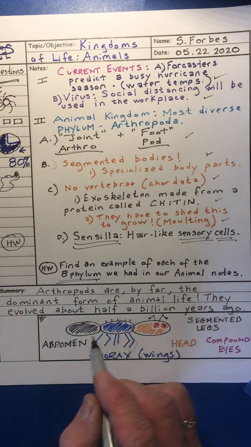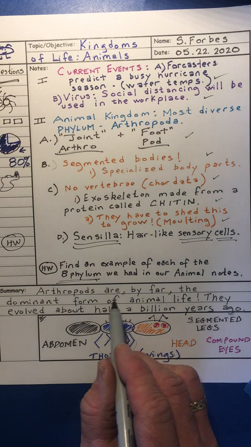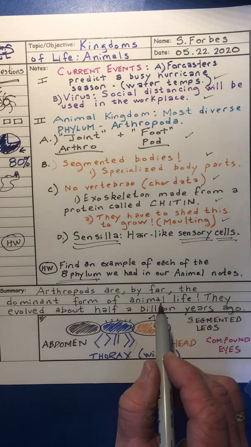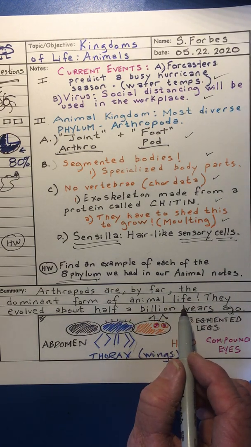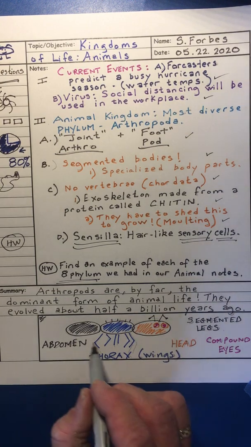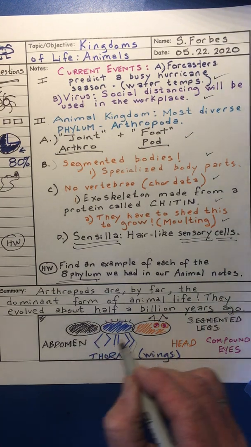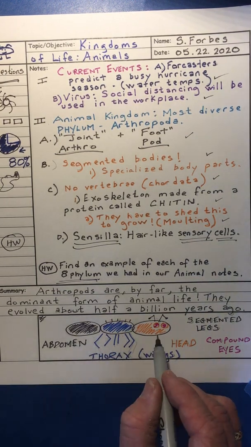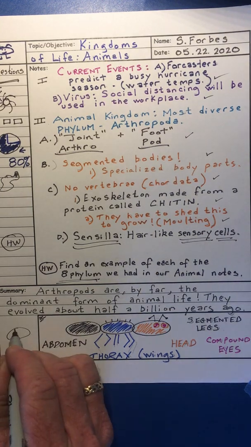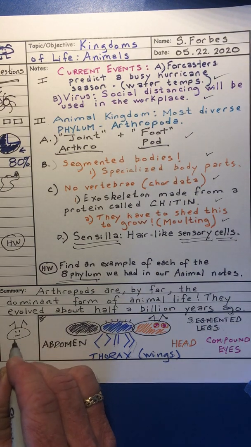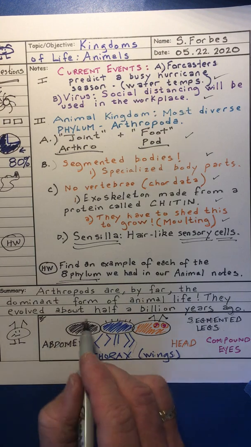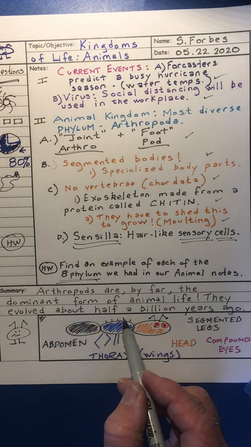So our quick recap right here. Arthropods are by far the dominant form of animal life. They evolved about 500 million years ago. And remember to put into your notes, there are 3 segmented body parts. And if you look at the segmented body parts, again, during the Cambrian explosion about 500 million years ago, absolutely a huge leap forward in evolution.